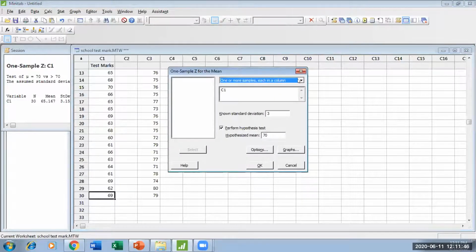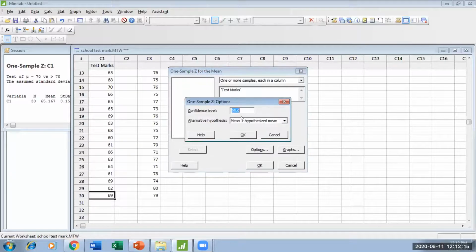So here it is asking whether you have the summarized data or the raw data. It's raw data, sample data, available in C1. I have selected it. And the population standard deviation, which is otherwise called the known standard deviation, is 3, not the 5 I mentioned in the slide. And then now perform the hypothesis test. What is the hypothesized mean? Hypothesized mean is 70.